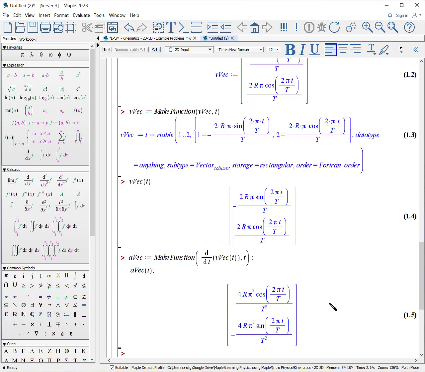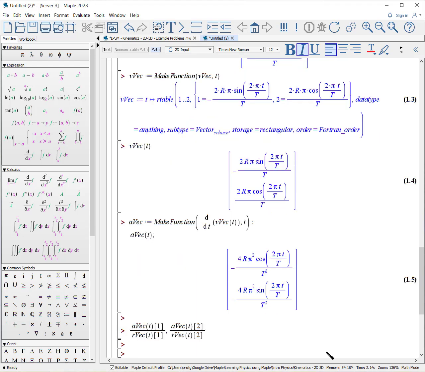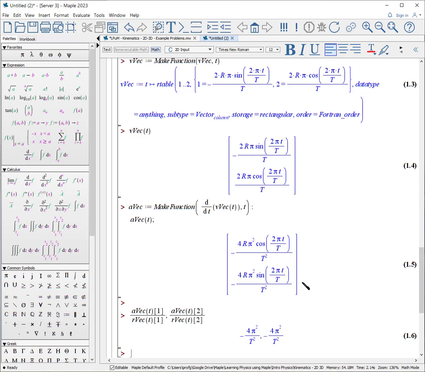So the next part says, how does our function for acceleration compare to our function for position? And you will notice there's a cosine term in the X component, a sine term in the Y component, just like that in position. In fact, if we compare the X component of the acceleration to the X component of position, the Y component of acceleration to the Y component of position, you'll notice that basically the two are the same except for this one factor, minus 4 pi squared over T.